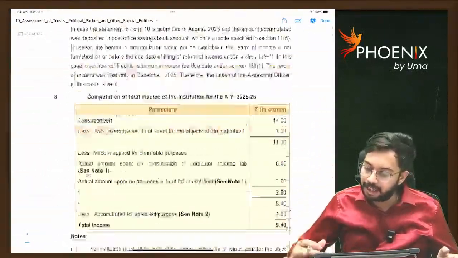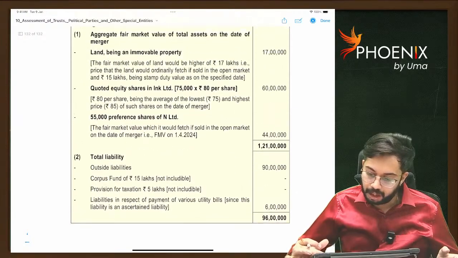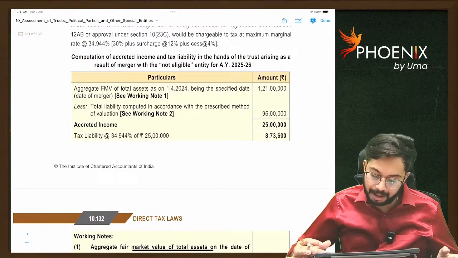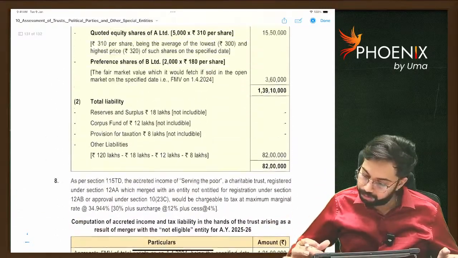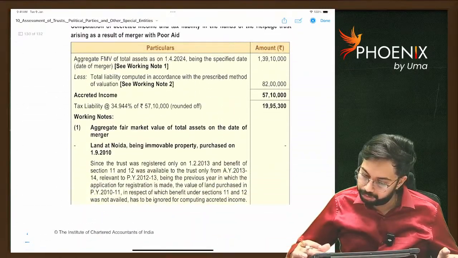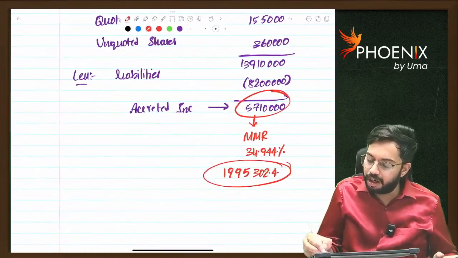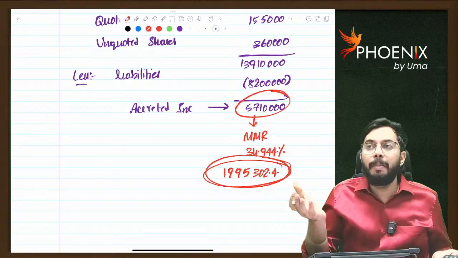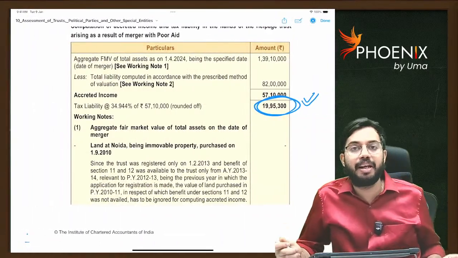Now let us check the answer. As no one is there to tell me the answer, 19 lakh 95,302 we got, rounded off to the previous multiple of 10, which is nothing but 19 lakh 95,000.